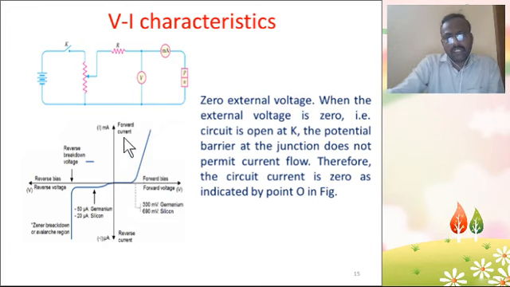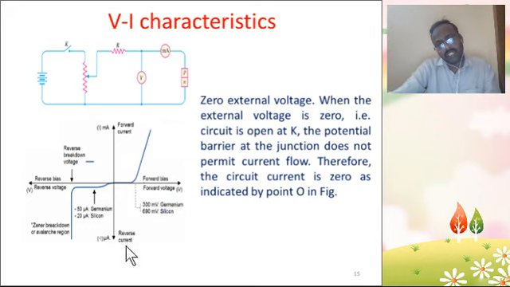The x-axis is forward voltage in volts on this side, and reverse voltage in volts on this side. The y-axis is the forward current. In the forward condition, the current flowing through the diode is in milliamperes. In the reverse biased condition, the current through the diode is in microamperes, because there is no possibility of charge carriers flowing across the junction, since the width of the depletion layer is very large and it acts as an insulator.